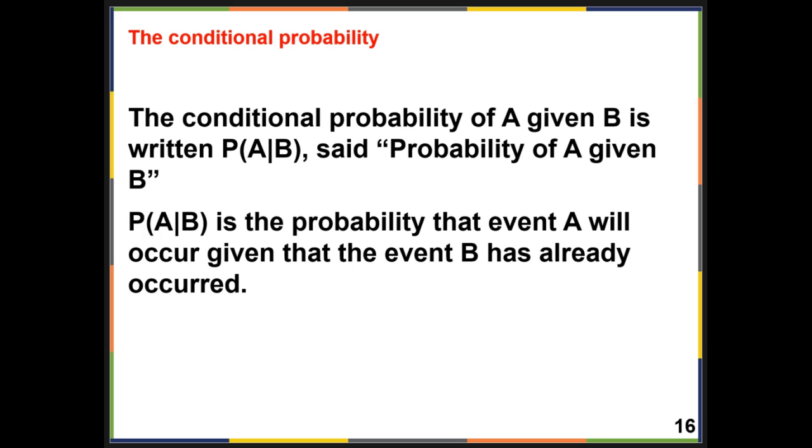The conditional probability of A given B is written this way, and we read it as the probability of A given B. That's the probability that event A will occur given that event B has already occurred. So a conditional reduces the sample space, and we calculate the probability of A from the reduced sample space of B.